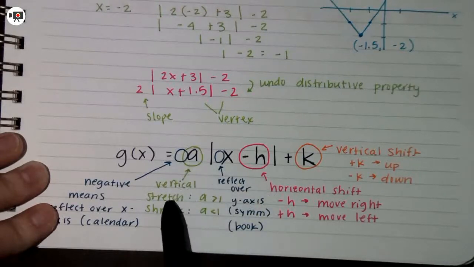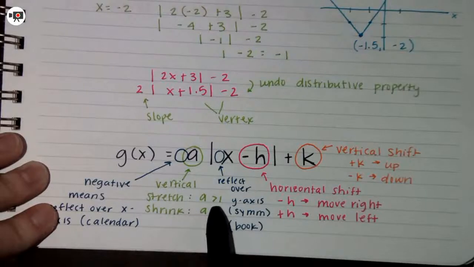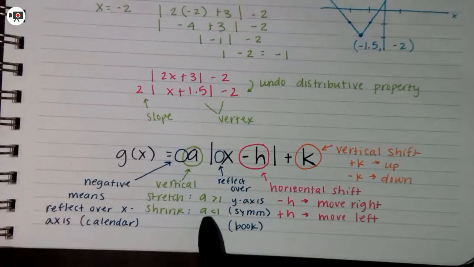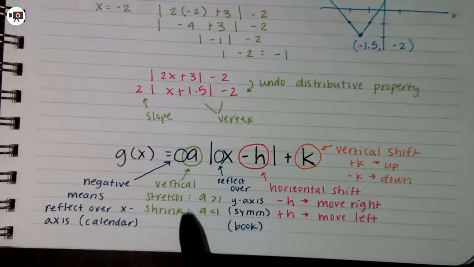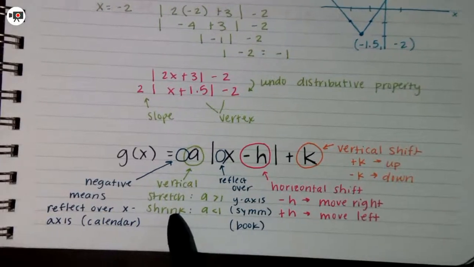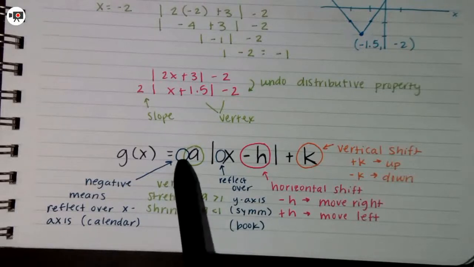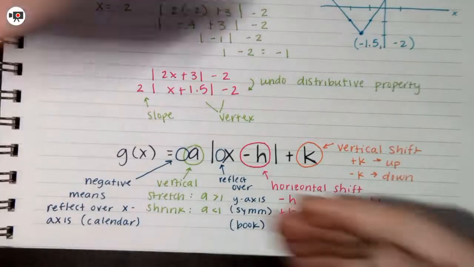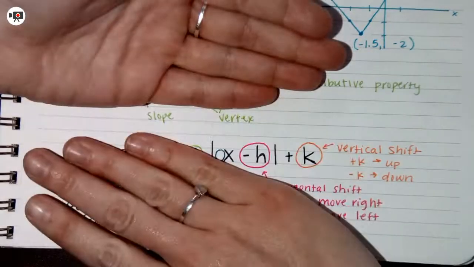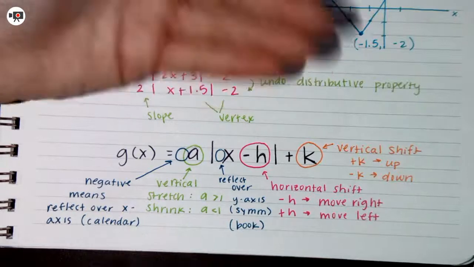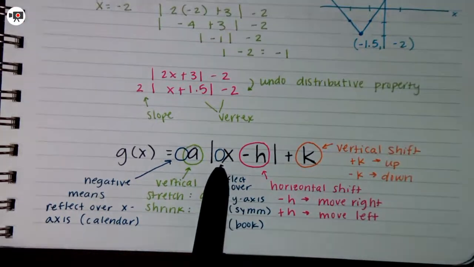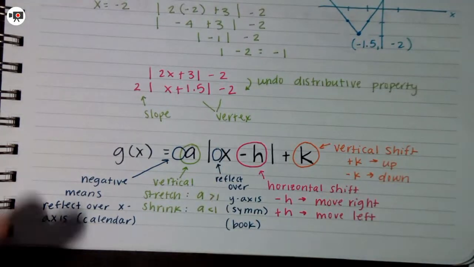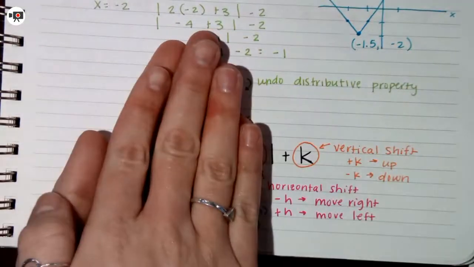A is a vertical stretch. If A is larger than 1, it is a stretch. If A is less than 1, still greater than 0, it is a shrink. A negative in front means that it's going to flip over the x-axis. So it will flip over the x-axis like a calendar. Calendars go up and down. Or if I have a negative in front of x, it is going to reflect over the y-axis like a book.